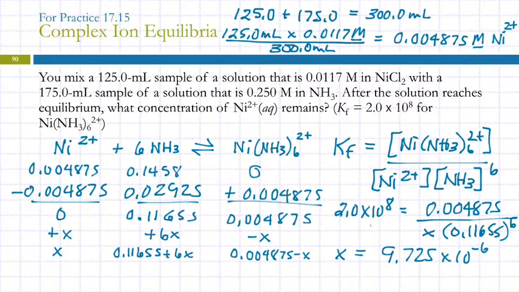Where did the 0.02925 come from? That's an excellent question. What I did here is stoichiometry. I'm saying if I have all of the nickel react, how much of the ammonia is going to react with it? Well, 6 times as many moles. So I took this number and multiplied by 6. Okay, so that's why I'm getting rid of that much of the ammonia. Excellent question.